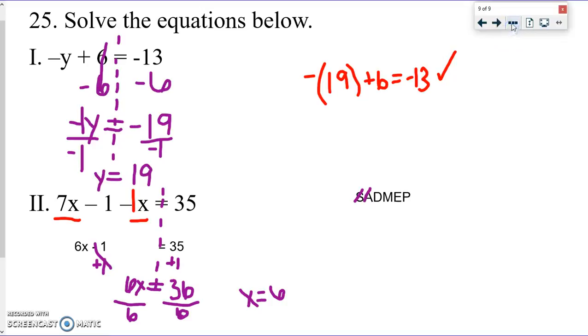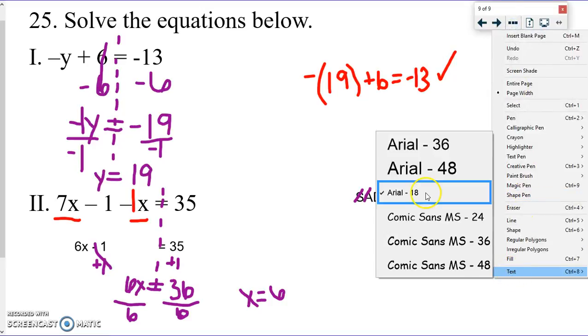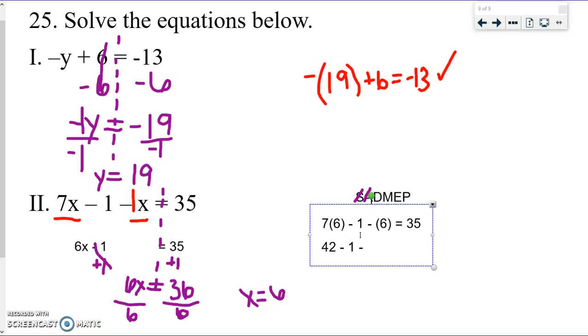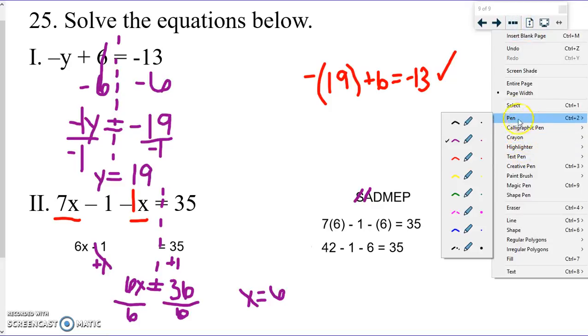Again, if you're not sure, we can always plug it in when we solve an equation. And plugging in doesn't have to take a lot of time. You can do it in your calculator. So we're going to do 7 times 6 minus 1 minus 6. And again, remember, put in parentheses. Does that equal 35? So let's see here. 7 times 6 is 42, minus 1, minus 6. Does that equal 35? So 41 minus 6 is 35. It is. So this checks out. So our answer is correct.